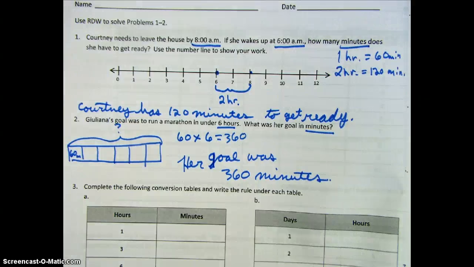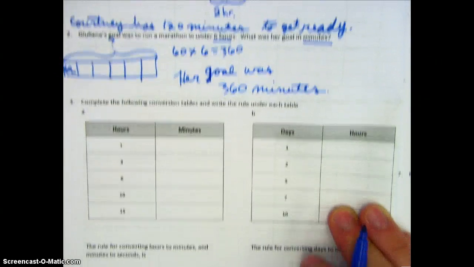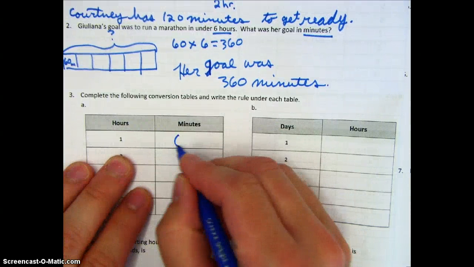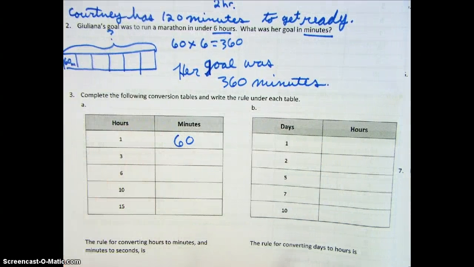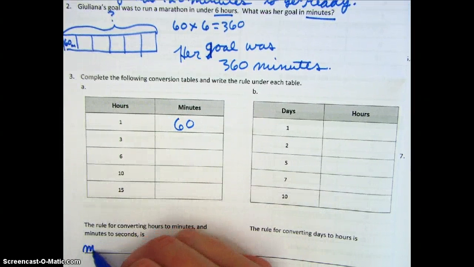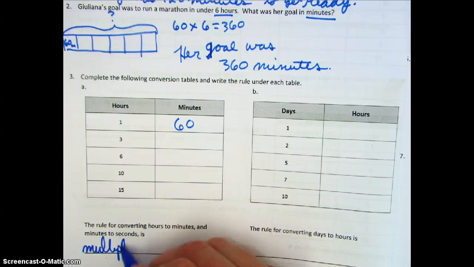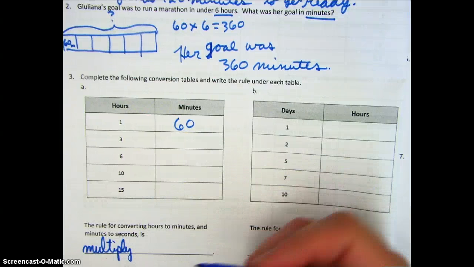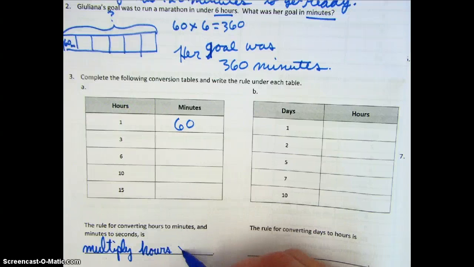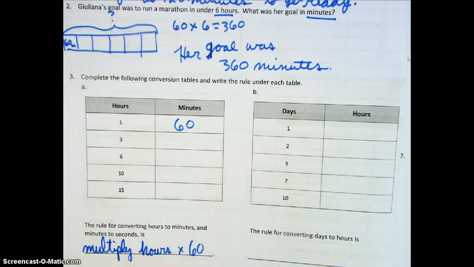All right, so now let's take a look at our conversion tables here to write the rule under each table. So we have hours to minutes first. So like we talked about, we know that there's 60 minutes in 1 hour. So our conversion rule here then is to multiply hours times 60.